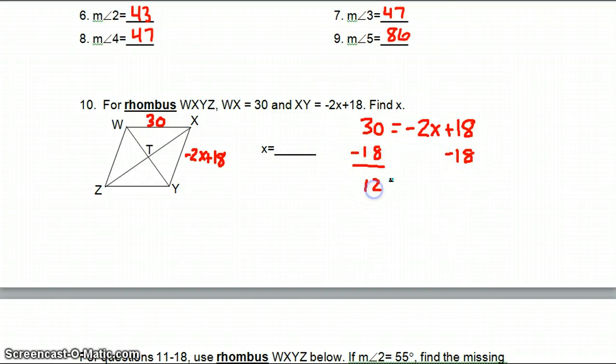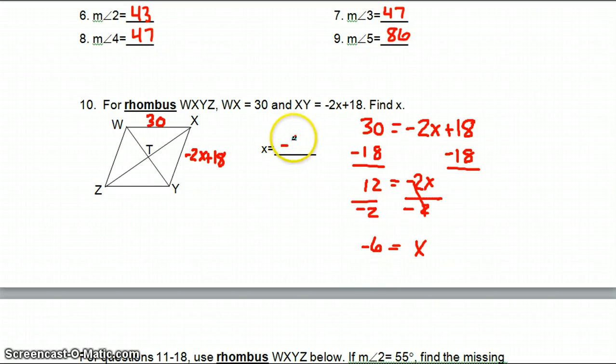So that'll give me 12 equals negative 2x. Divide by negative 2, divide by negative 2, those cancel. I've got x equals negative 6. So x equals negative 6. That's number 10.